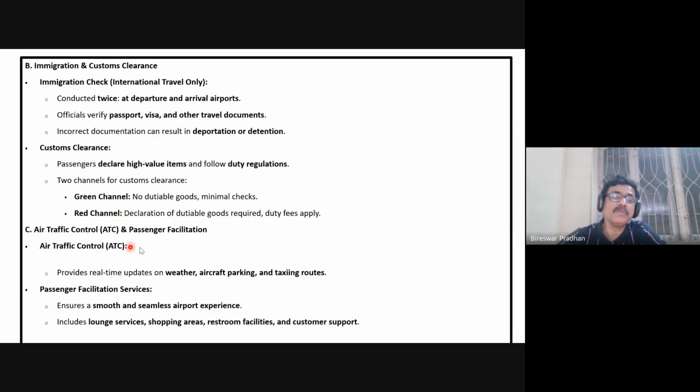Air traffic control provides real-time updates on weather, aircraft parking, and taxiing routes. Passenger facilitation services ensure a smooth and seamless airport experience and include lounge services, shopping areas, restroom facilities and customer support.